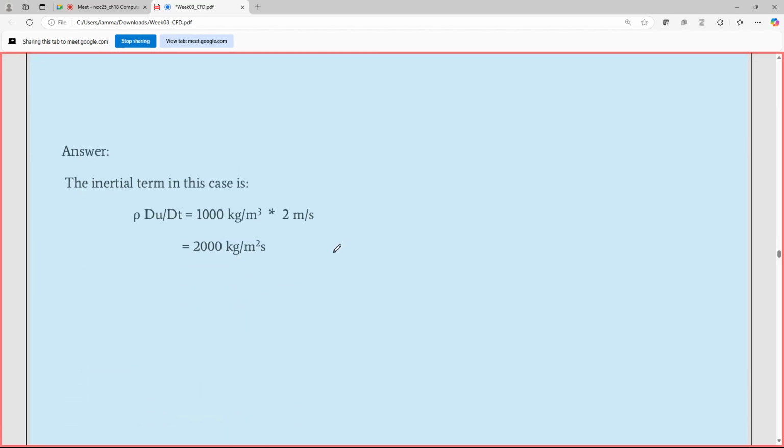Taking inertial time as rho times dou u by dou t, that's the material derivative. Even though there is no acceleration with respect to time, the convective inertia is there, which is given by the inertial term, and it is simply the product of density and velocity, that is 2000.